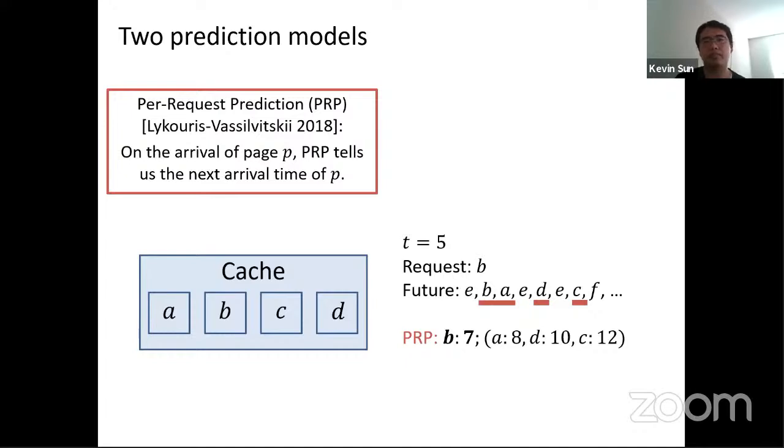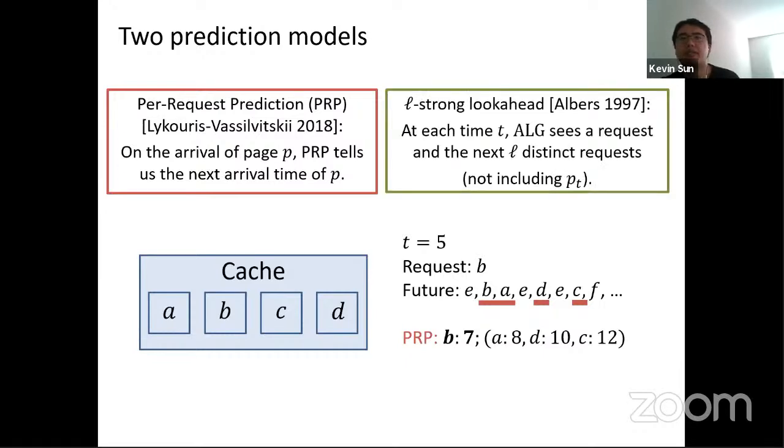And since A, B, C, D were the first 4 requests, we also know the next arrival times of everything in the cache. In particular, A is 8, D is 10, and C is 12. We don't know the next arrival time of E because it has never arrived, and the same for F.